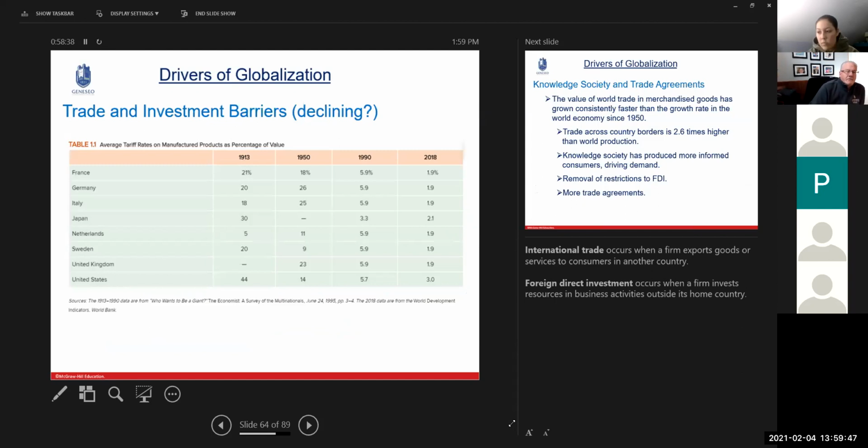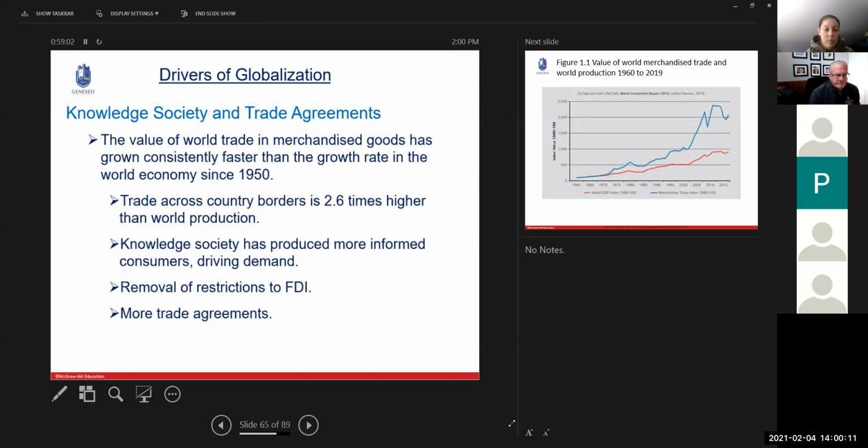You can see how trade and investment barriers have declined over time. Okay, in most cases, what was in the 1950s an 18% tariff rate, or 25% for Italy, now you can see we're under 2%, maximum 3% in some cases.